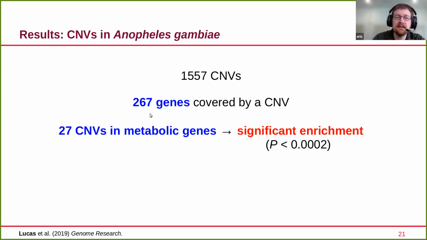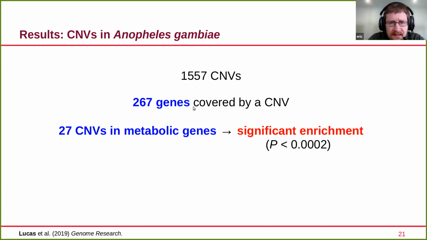27 CNVs were in regions of metabolic genes, and we called metabolic genes anything that was a P450, a GSTE gene, or a carboxylesterase. And again, this was a significant enrichment.